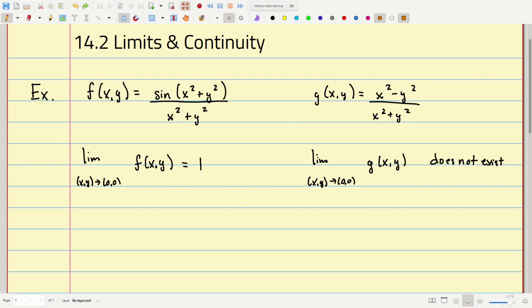If I plug in 0, 0 here, yes, I'm going to get something that looks like sine of 0 over 0, but there's a reason why that limit exists. And over here, there's a reason why it doesn't. We'll explore that here.